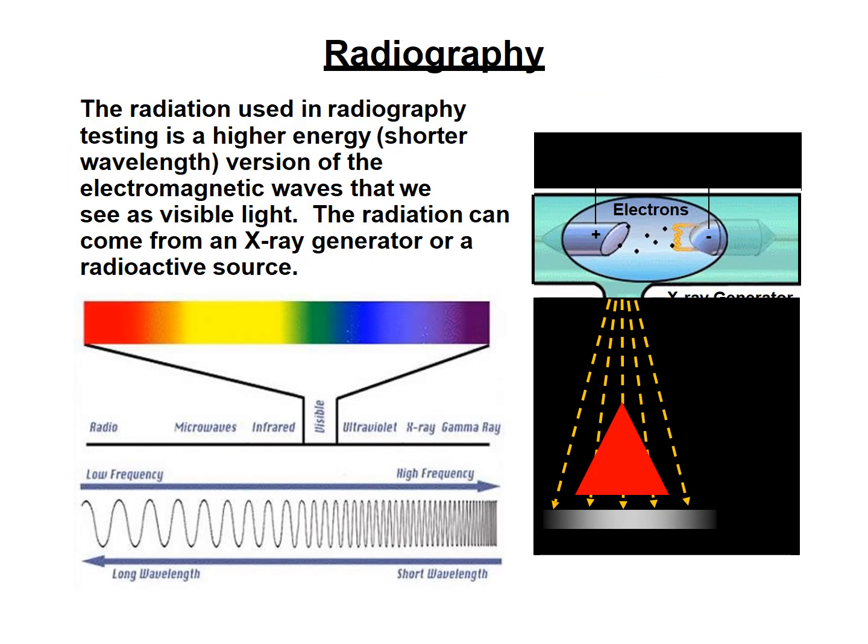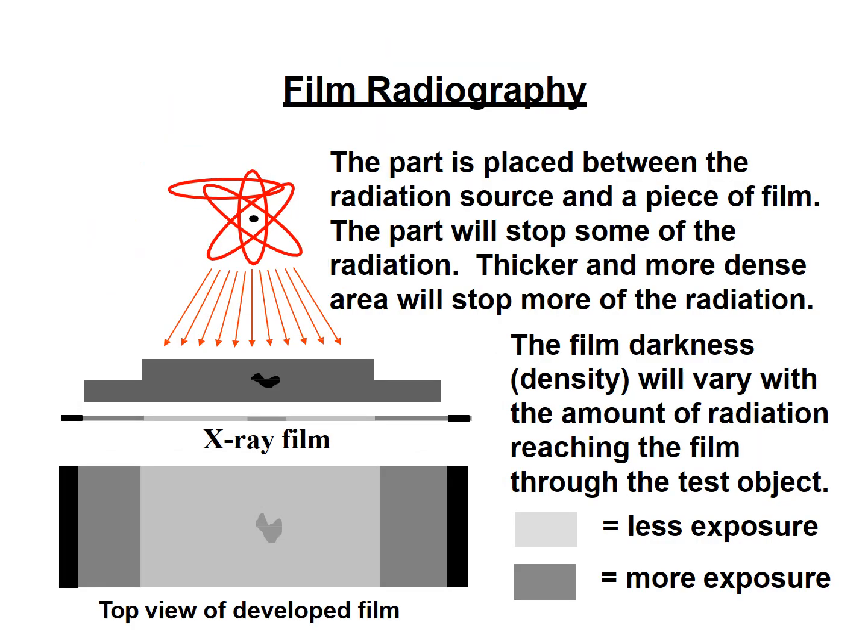Radiography. The radiation used in radiography testing is a higher energy version of the electromagnetic waves that we can see as visible light. The radiation can come from an X-ray generator or a radioactive source that you can see from the image itself. The X-ray generator produces electron beams or waves that can pass through the component. The part is placed between the radiation source and a piece of film. The part will stop some of the radiation coming from the generator.